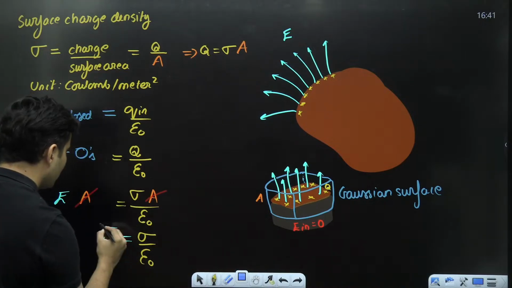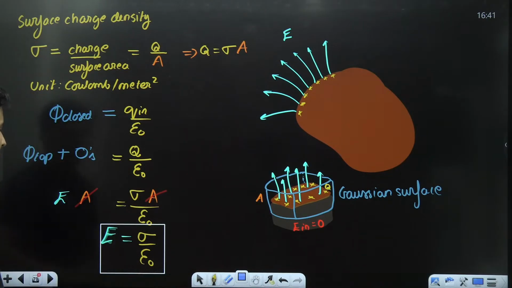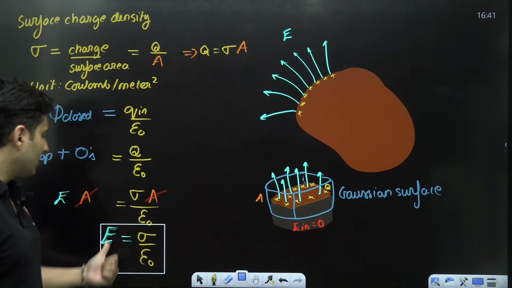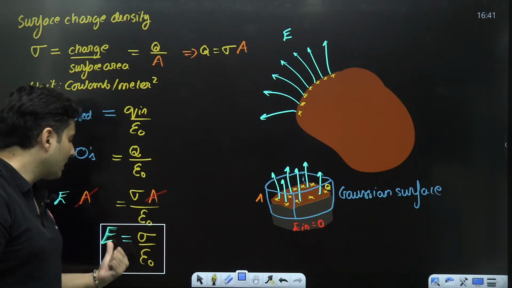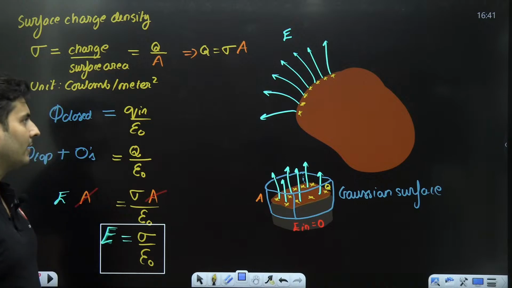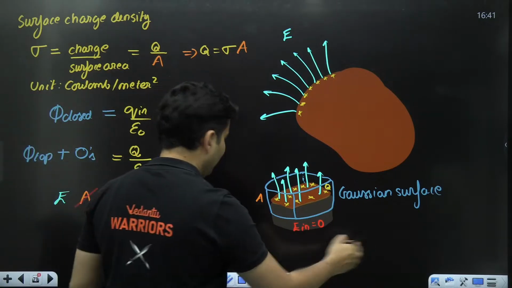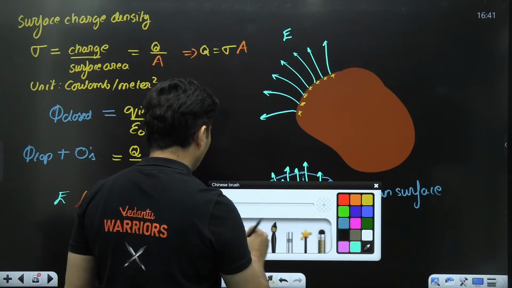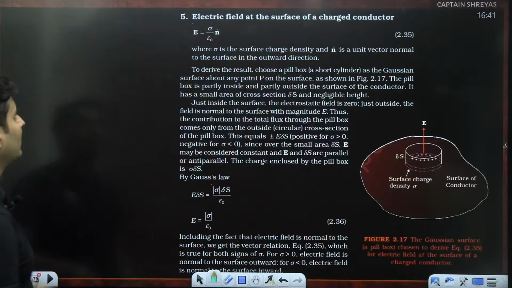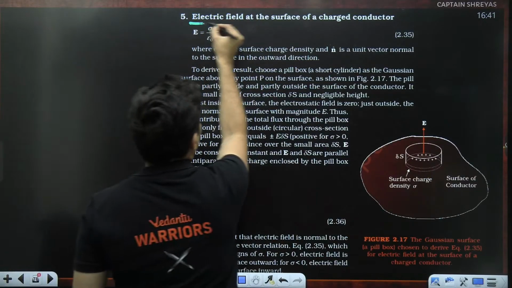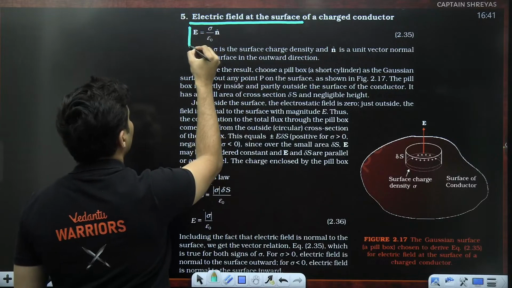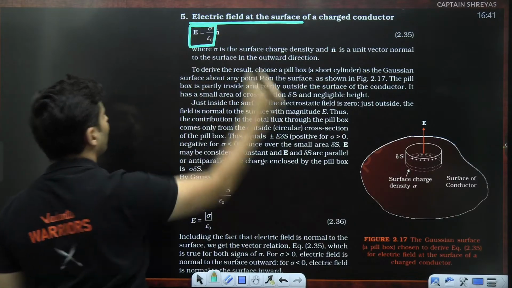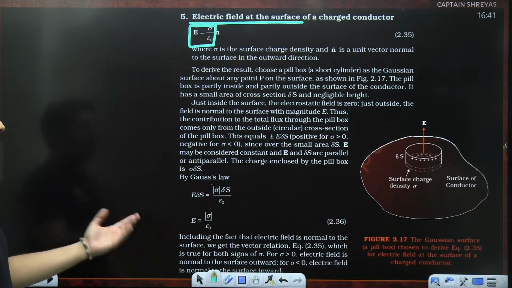Is it clear? So this is a formula for the electric field just outside the conductor. This is the electric field which is there just outside that particular conductor. So that is what they have done. Electric field at the surface of the conductor is sigma by epsilon naught.